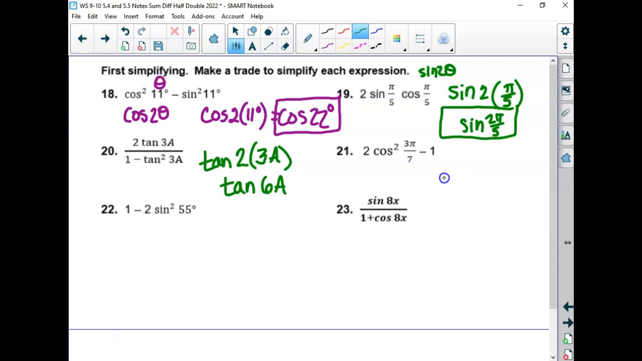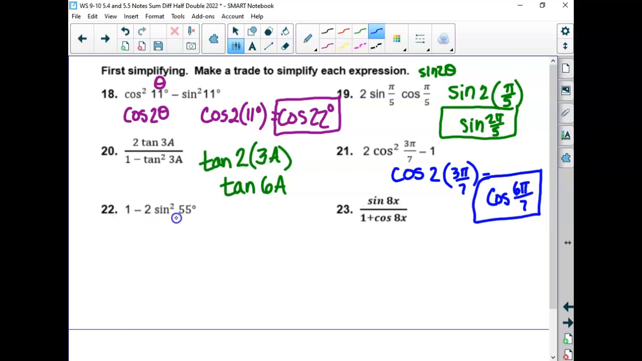Okay. Number 21, 2 cosine squared minus 1. 2 cosine squared minus 1 is a cosine of 2 theta, and our theta in this example is 3 pi over 7. So how would that simplify? Anybody besides Star awake this morning? What's 2 times? Yes, it would just be cosine of 6 pi over 7.